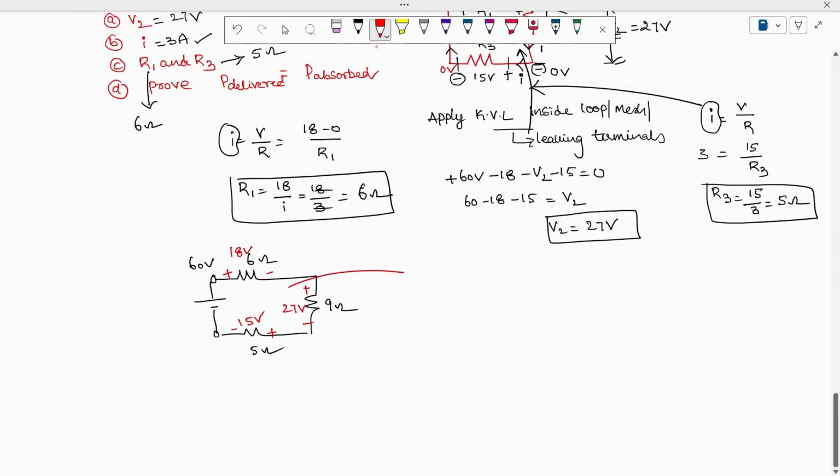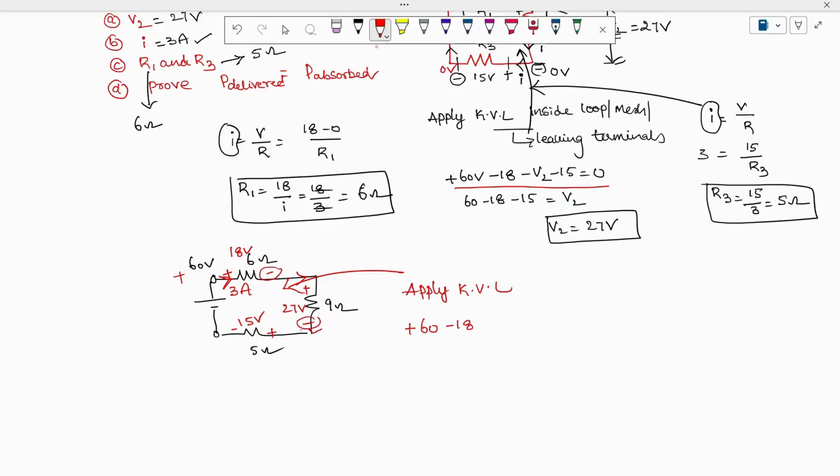Okay, so try to apply Kirchhoff's voltage law. Already we had done it. You can see this voltage law. So the amount of current flowing in the circuit is 3 ampere. So current is leaving. What is the leaving polarity? Plus 60. And current is leaving. What is the leaving polarity across 6 ohm? Minus 18.